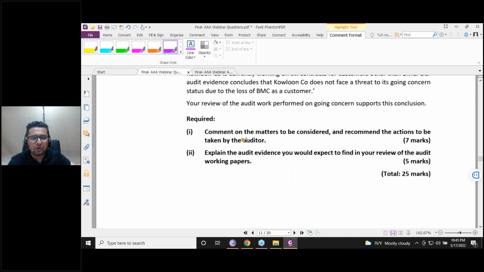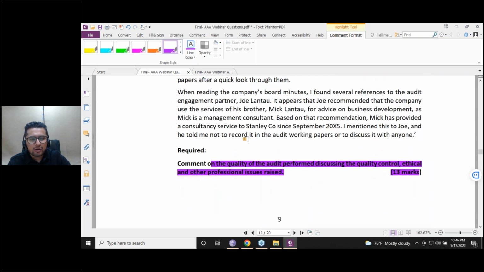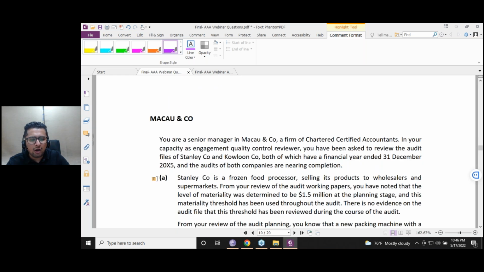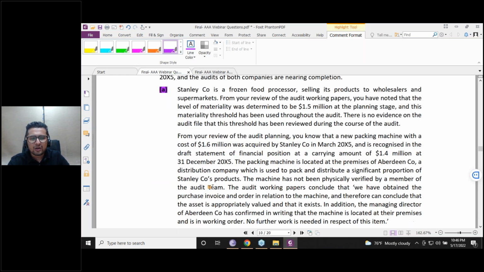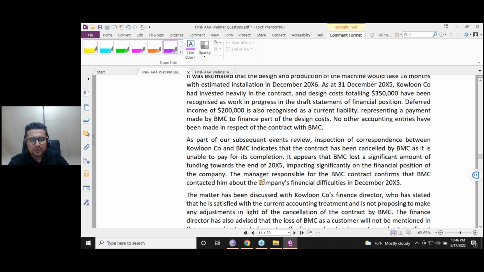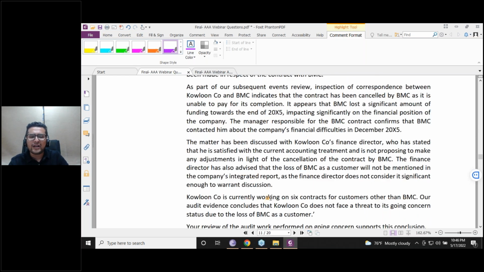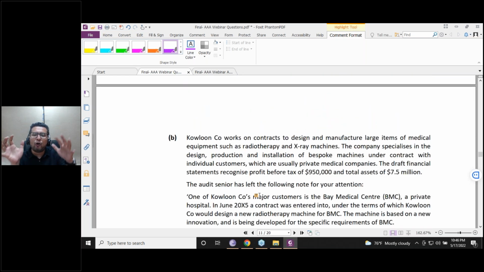What about Macau? Part A of Macau is about quality and ethical issues, so you need to prepare part A of Macau as well. What about part B of Macau? Comment on the matters to be considered and recommend actions to be taken, explain the audit evidence you would expect to find. No, you are not ready for part B. So it's the full Redback question, part A of Macau and part A of Retriever.